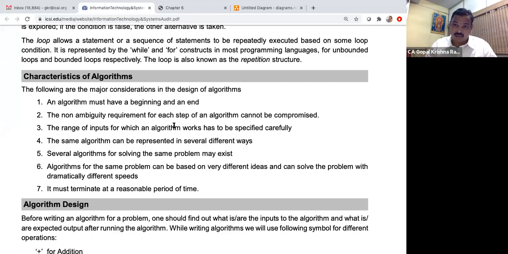It may be lesser than 0. It may be greater than 0. Can it be any other number? Number means it can be negative, it can be positive, it can be 0. So the range of inputs for an algorithm matters, because sometimes it may not work for below 0. A negative number, it may not work.